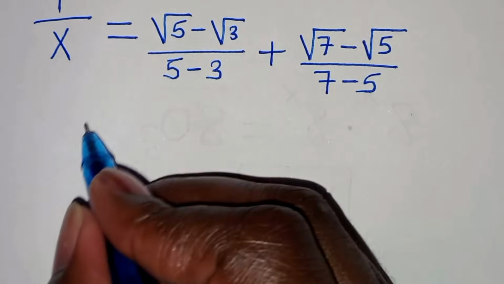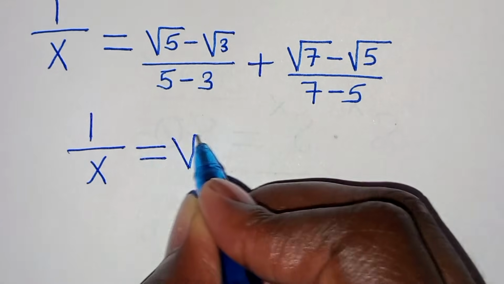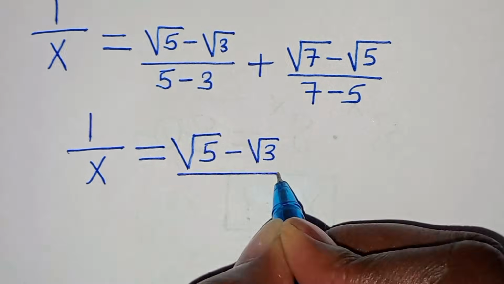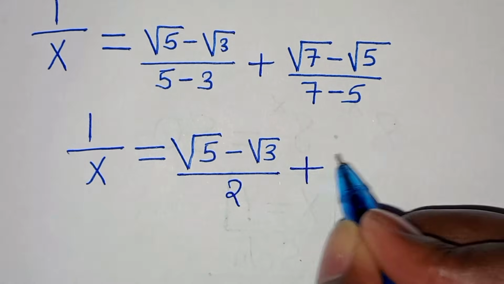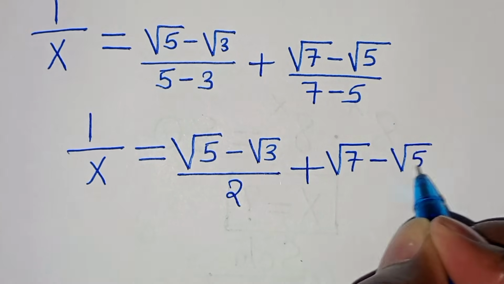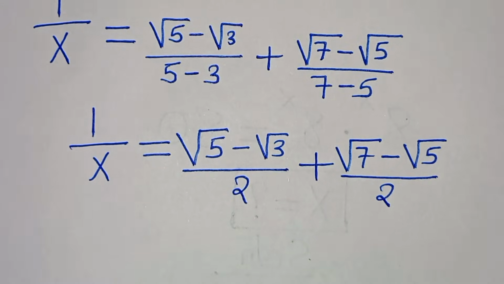Now this means that we have 1 over x. This is equal to square root of 5 minus square root of 3 divided by 5 minus 3. This is 2. Then plus square root of 7 minus square root of 5. Everything here divided by 7 minus 5, which is 2.